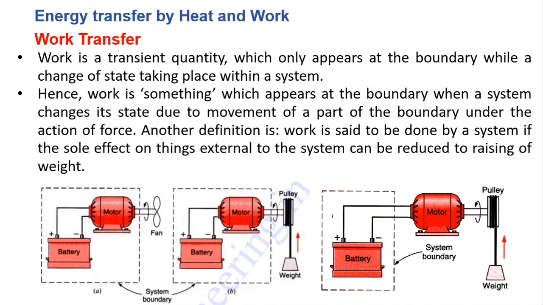Here you can see a pictorial explanation of work transfer. It is not only work, it is work transfer from the system to the surroundings. In the first example, there is a battery power source connected to an electric motor, and the motor shaft is connected to a fan. The fan is situated in the surroundings, and the motor and battery are in the system. Those two things we consider as the system, and the fan is not part of the system; it is in the surroundings.